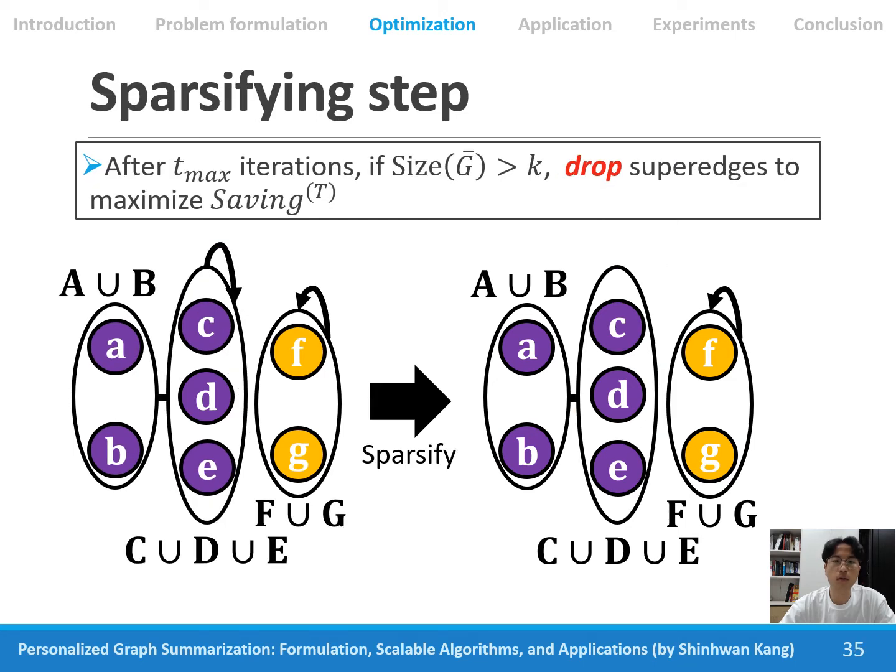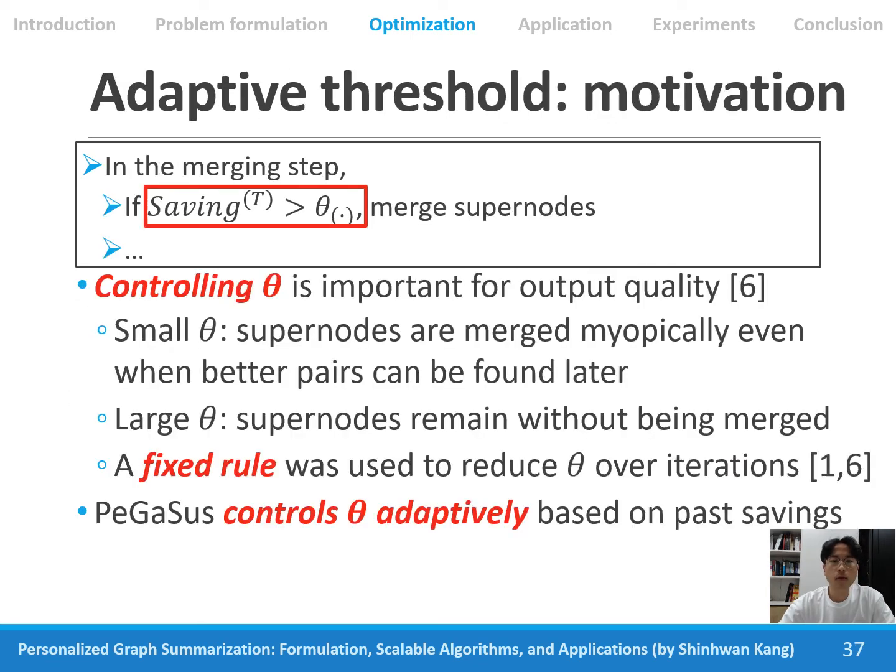After repeating the dividing and merging steps at most Tmax times, if the size of the summary graph is still larger than the size budget K, we further drop superedges to maximize the saving. In this figure, we can see that a self-loop is dropped. Recall that in the merging step, each pair of supernodes is merged only if the amount of the saving is larger than a threshold zeta.